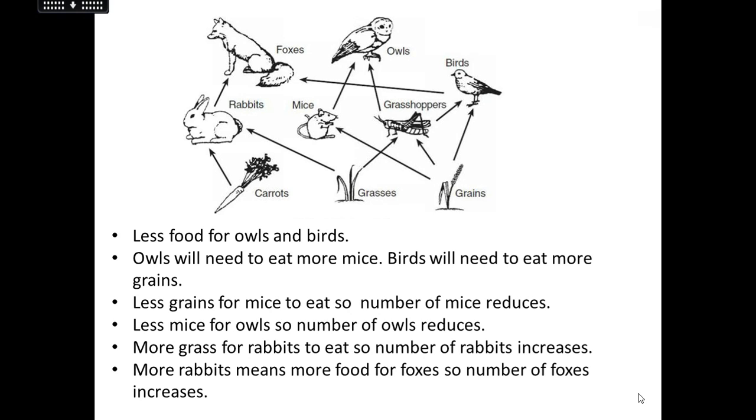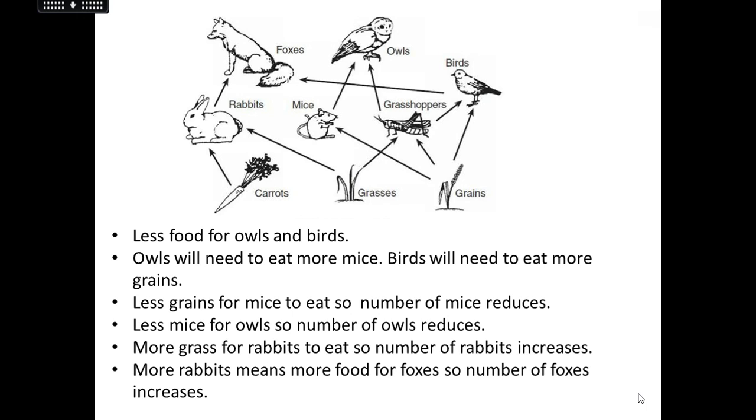So things could start getting a little bit awkward for the mice in particular. If there's less mice, because the number of grains gets reduced, the number of owls will therefore be reduced because there's no other food source for them to eat. So that right-hand side is quite difficult, really.